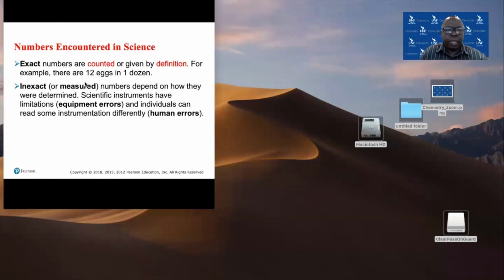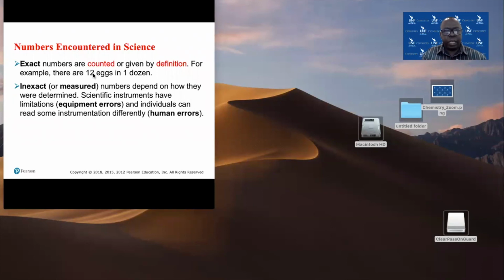What we mean by exact are those numbers obtained from counting. Numbers obtained from counting are considered exact. For example, 7 days in a week, you have to count. 4 quarters in a dollar, you have to count. 7 oranges, you have to count. And then also the definitions, such as 1 dozen equals 12 eggs, those are exact numbers. 1 liter equals 1,000 mL, that's a definition.